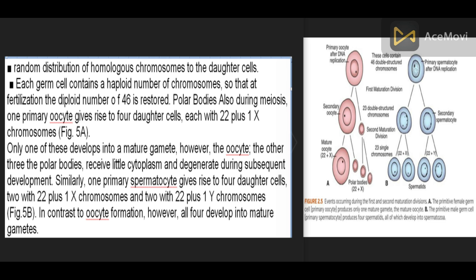Similarly, one primary spermatocyte gives rise to 4 daughter cells, 2 with 22 plus 1 X chromosomes and 2 with 22 plus 1 Y chromosomes, Fig. 5b. In contrast to oocyte formation, however, all 4 develop into mature gametes.